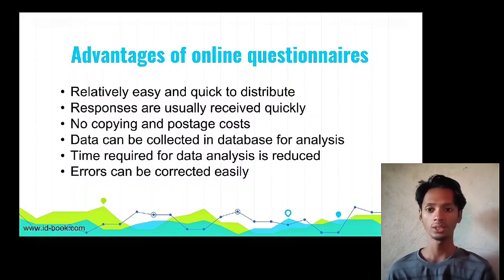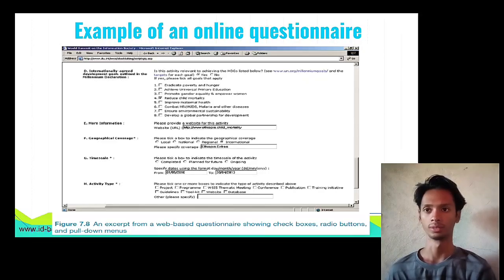Online questionnaires are fast and easy to distribute, cost little, and provide quick responses. Data goes straight into the database, making analysis faster and allowing errors to be fixed easily. This is an example of an online questionnaire. Like we see in the photo, this shows an online questionnaire using checkboxes, radio buttons, and text fields to collect information in a clear, organized way.